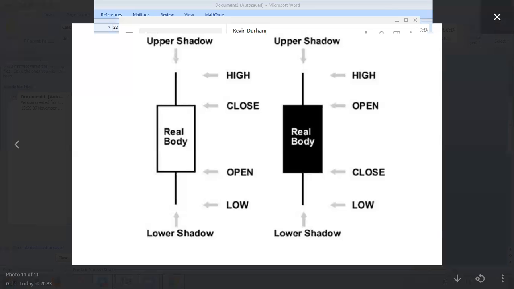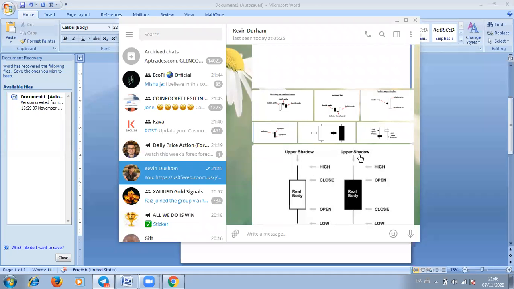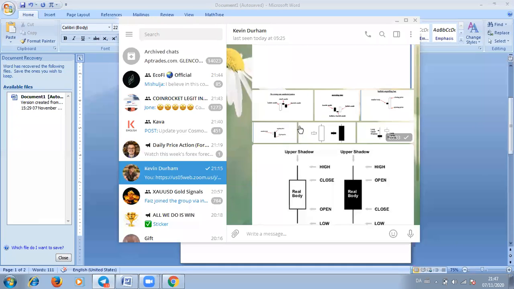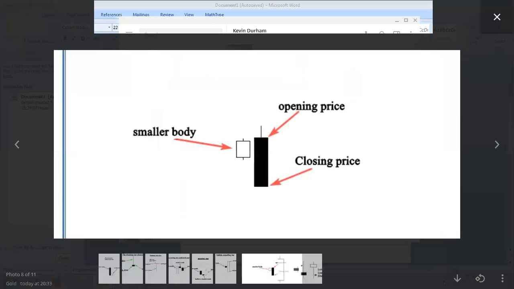So that's for the candlestick. That's the anatomy of the candlestick. So now we're going to look at the first candlestick here, the bearish engulfing bar. So what is the bearish engulfing bar? The bearish engulfing bar, let me get a picture here. Yes, this is the bearish engulfing bar.